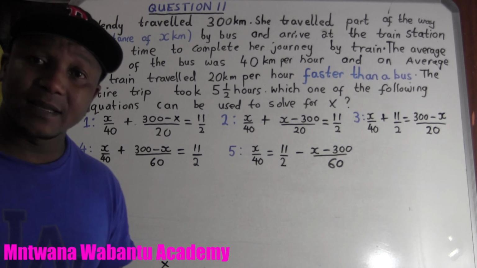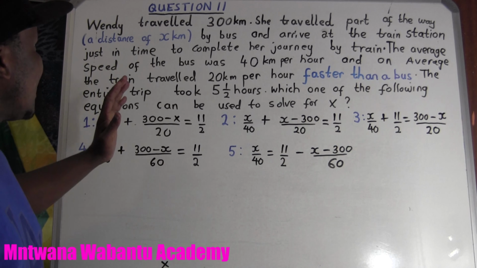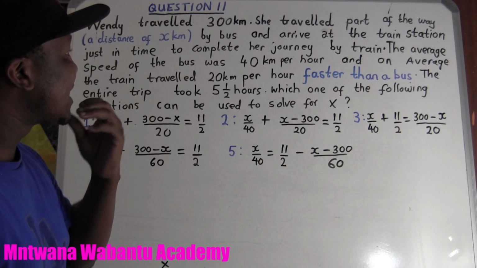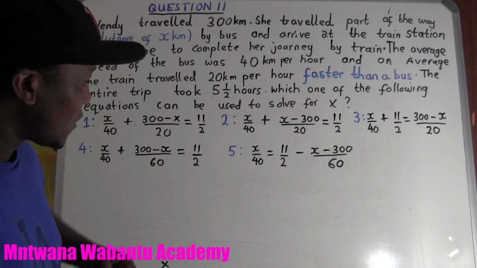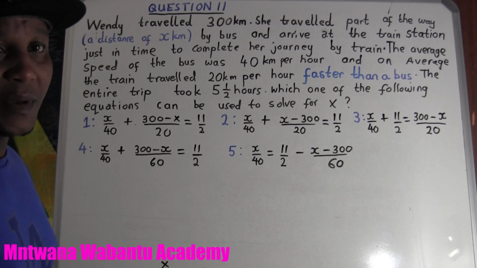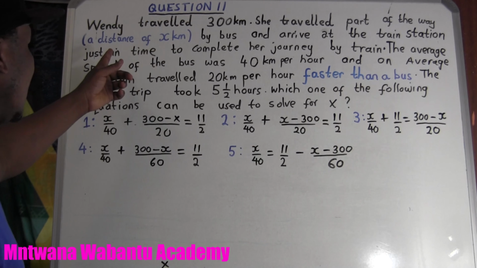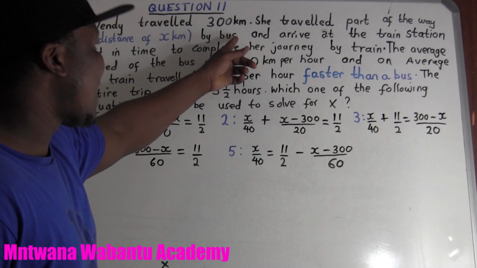Okay, so now let's get started. We have a question right here. The question says, when they travel 300 kilometers. Oh, so her journey is 300 kilometers. But let's continue. She traveled part of her journey of distance x by bus.